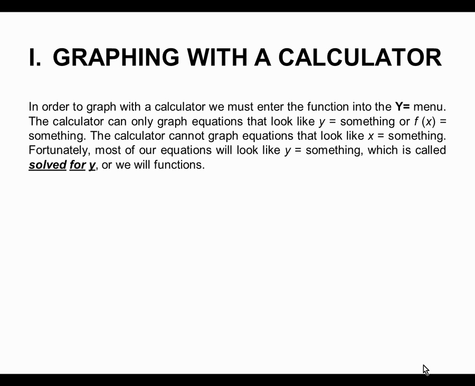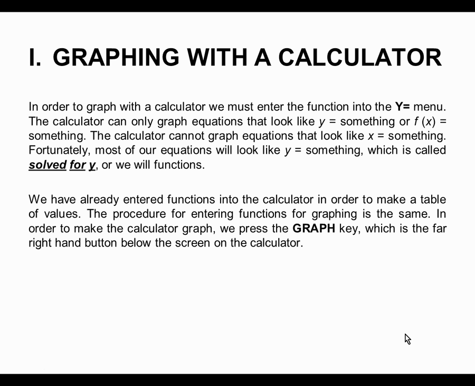You sometimes need to remember, though, that we will use other letters as the independent variable besides x. X is the most common one, but occasionally we use t for time. So the independent variable is what's in the formula, and the name of the function is usually going to be y in the calculator, because we're, after all, pressing the y equals menu. So we've already entered functions through the calculator in order to make a table of values. Instead of doing the table, you just hit the graph key itself, which is the far right-hand key below the screen on the calculator, and that will draw the graph for you.